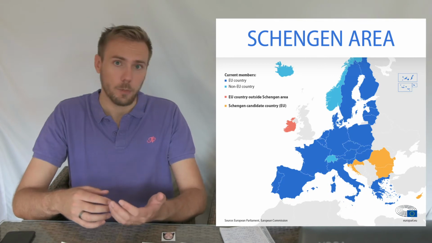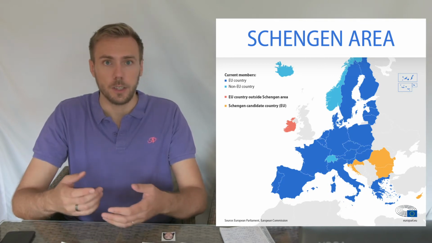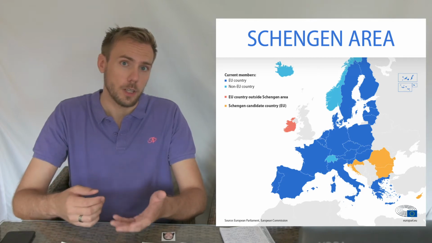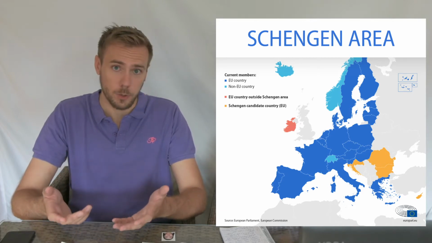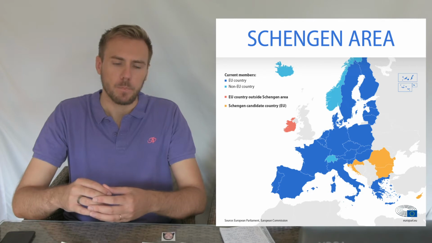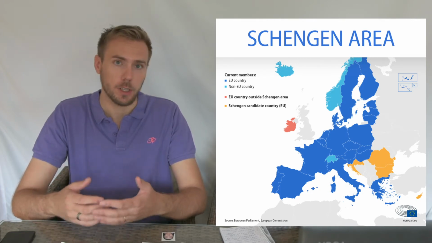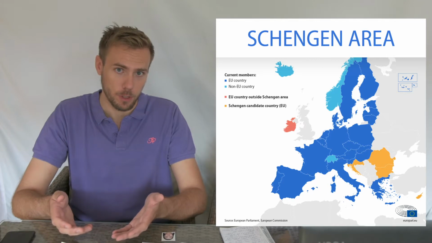Other countries that are part of it are France, Italy, Spain, Germany, of course, and some Eastern European countries, Latvia, Estonia. The country that is not part of it is the UK. It was never part of it, and now it's also not part of the European Union anymore.